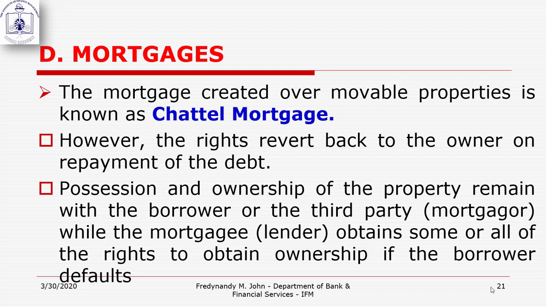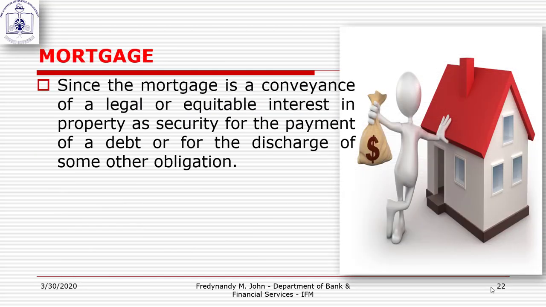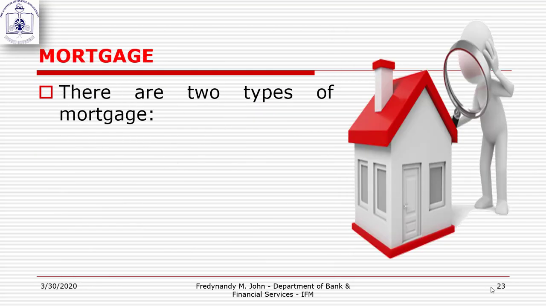Something that is movable. However, during the entire time of the mortgage contract, the possession and ownership of the property will remain with the borrower, and the lender will have rights only if the borrower defaults. But if the borrower has duly fulfilled their contractual obligations, then the lender is supposed to discharge the mortgage.